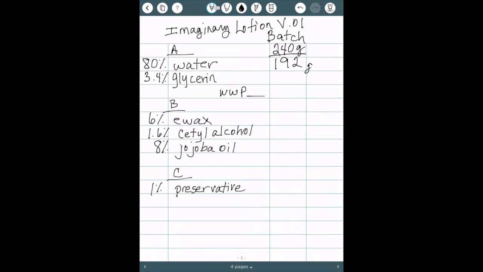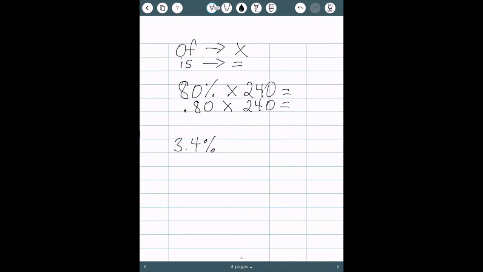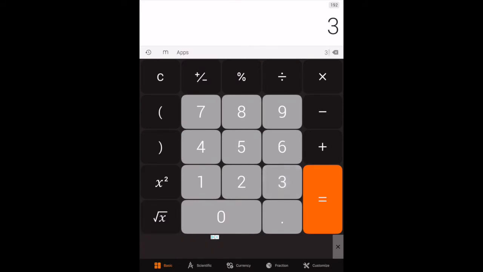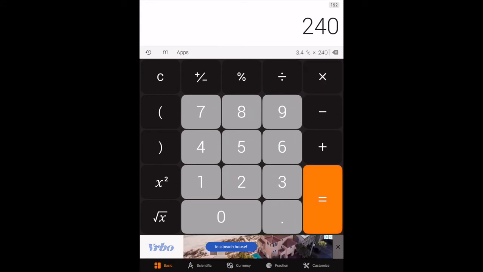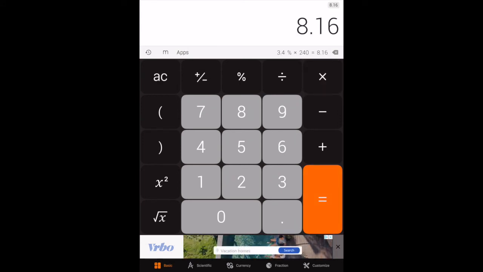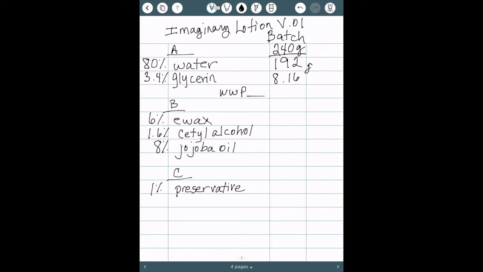So our next is 3.4% of 240 is, or 0.034 times 240 is. 3.4%, when you hit the percent, it turns it into the decimal, times 240 is 8.16. 8.16 grams. So pretty simple. You would just do that all the way down.